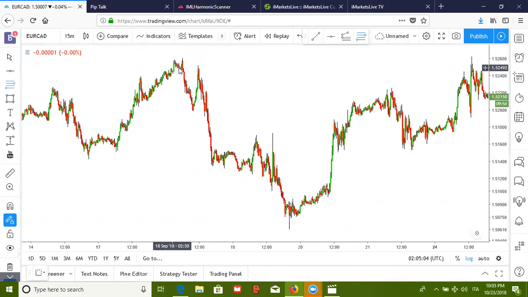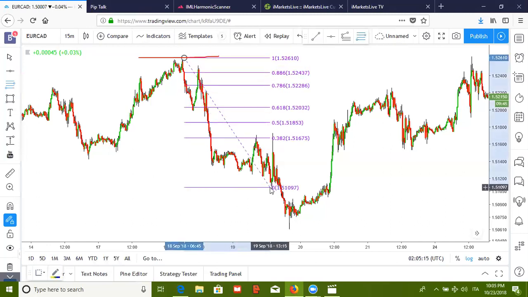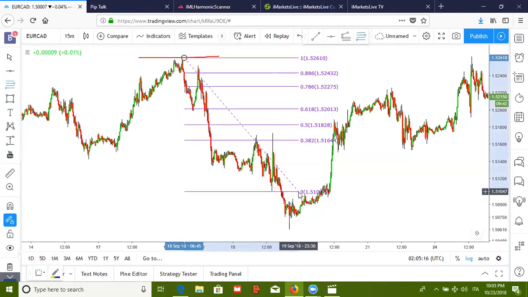I see we have an identified level of resistance. So what I'm gonna do is grab my fib and take it from X all the way down here to A.